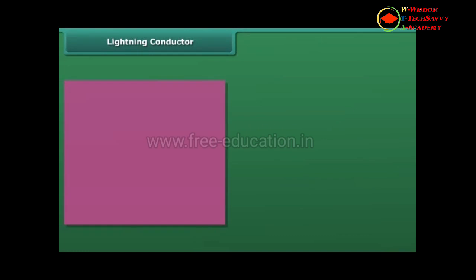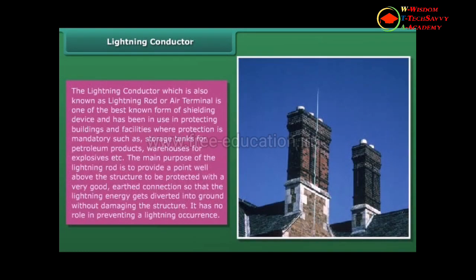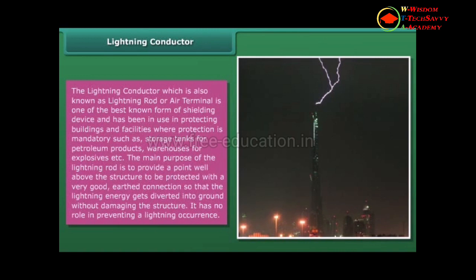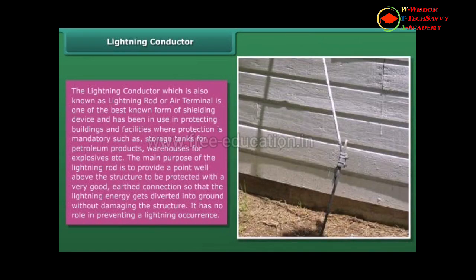Lightning conductor. The lightning conductor, which is also known as a lightning rod or air terminal, is one of the best known forms of shielding device and has been in use in protecting buildings and facilities where protection is mandatory, such as storage tanks for petroleum products, warehouses for explosives, etc. The main purpose of the lightning rod is to provide a point well above the structure to be protected with a very good earthed connection so that the lightning energy gets diverted into the ground without damaging the structure. It has no role in preventing a lightning occurrence.